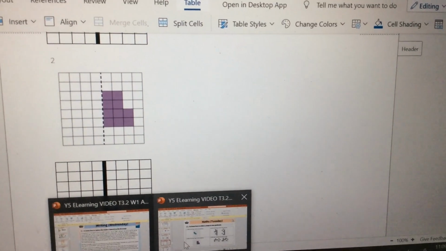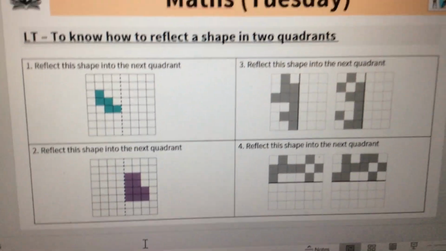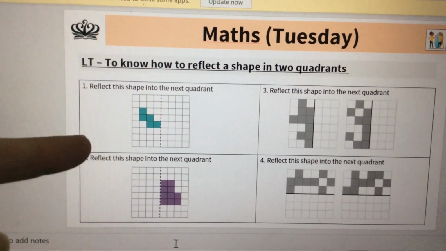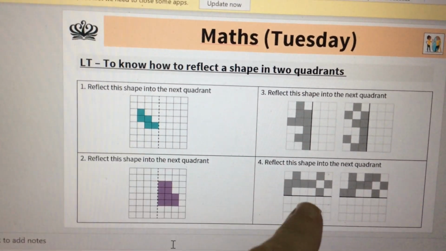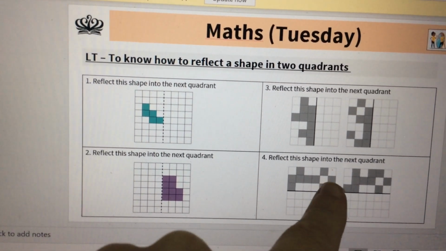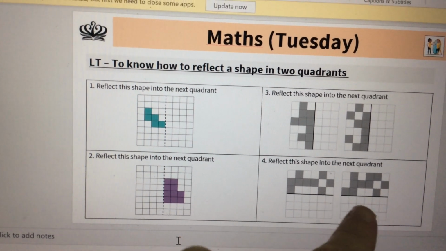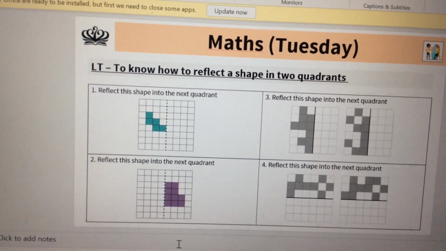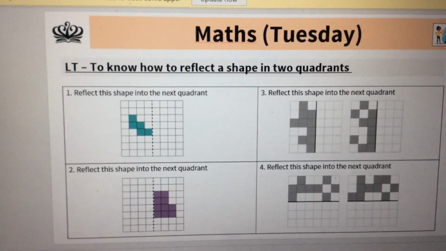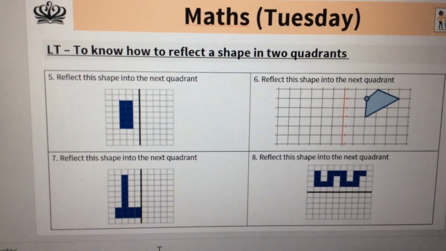Right, so have a go with these two. Then have a go with this one. Careful with this one because you've got some gaps, so you've got some that need to be white. So just be careful with that. See how you get on there. And then you've got some more here.